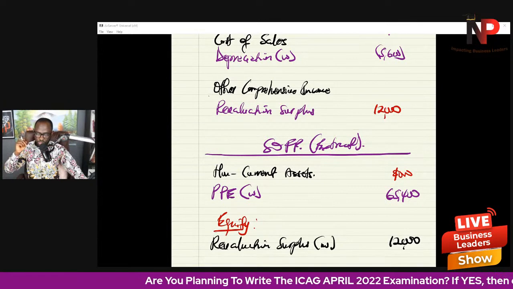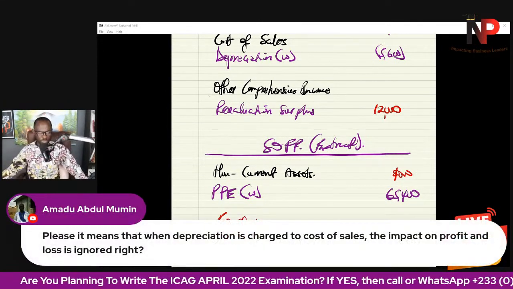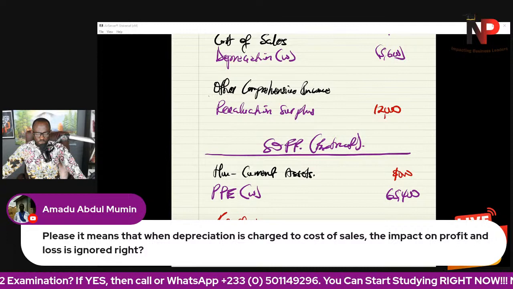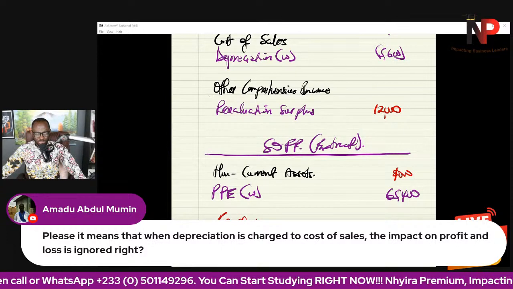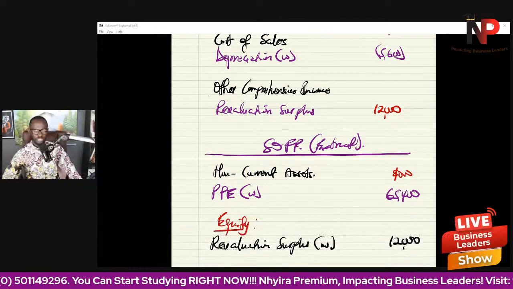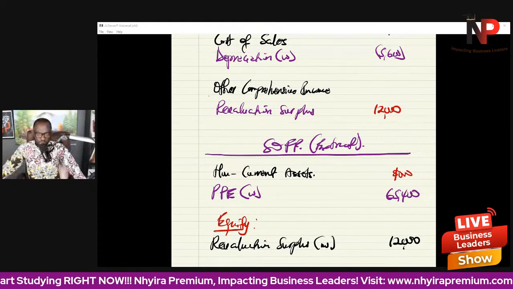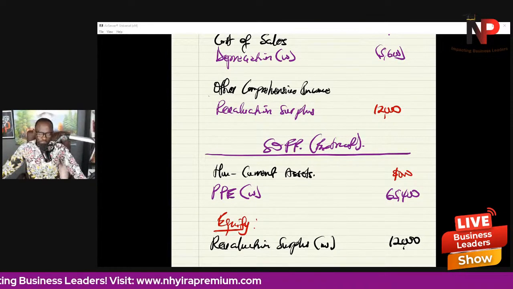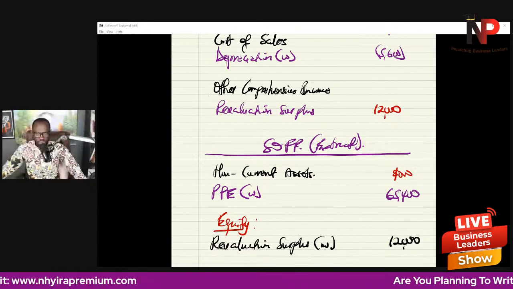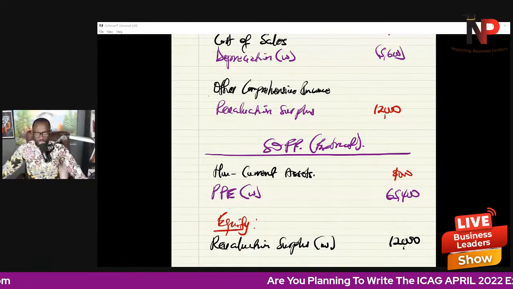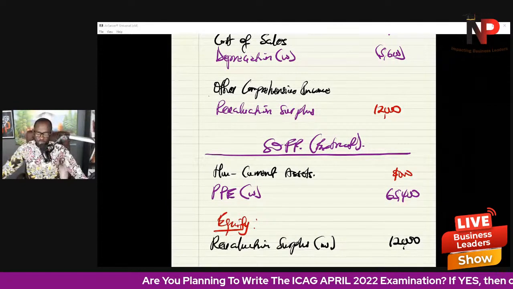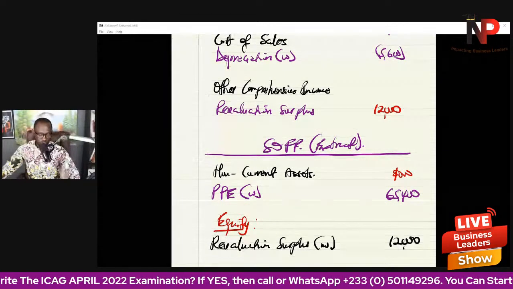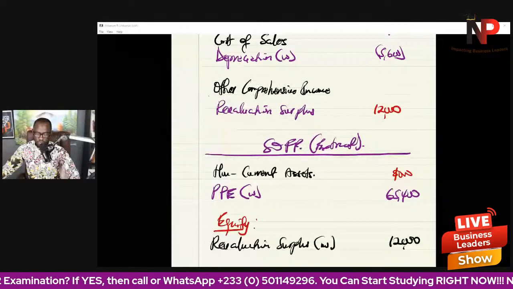So I see some chats coming in. Abdul said, please, it means that when depreciation is charged to cost of sales, the impact on profit or loss is ignored, right? Why will you say that? It's not ignored. Cost of sales is in the profit or loss. Your sales minus cost of sales gives you gross profit. Gross profit minus operating expenses gives you net profit. So the impact on profit is there, whether it is in the cost of sales or in the operating expenses. It's not ignored.